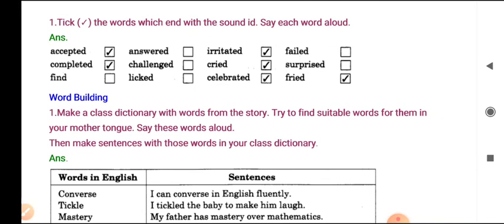Take the words which end with the sound ed. Say each word aloud. Accepted, completed, irritated, cried, celebrated, fried.